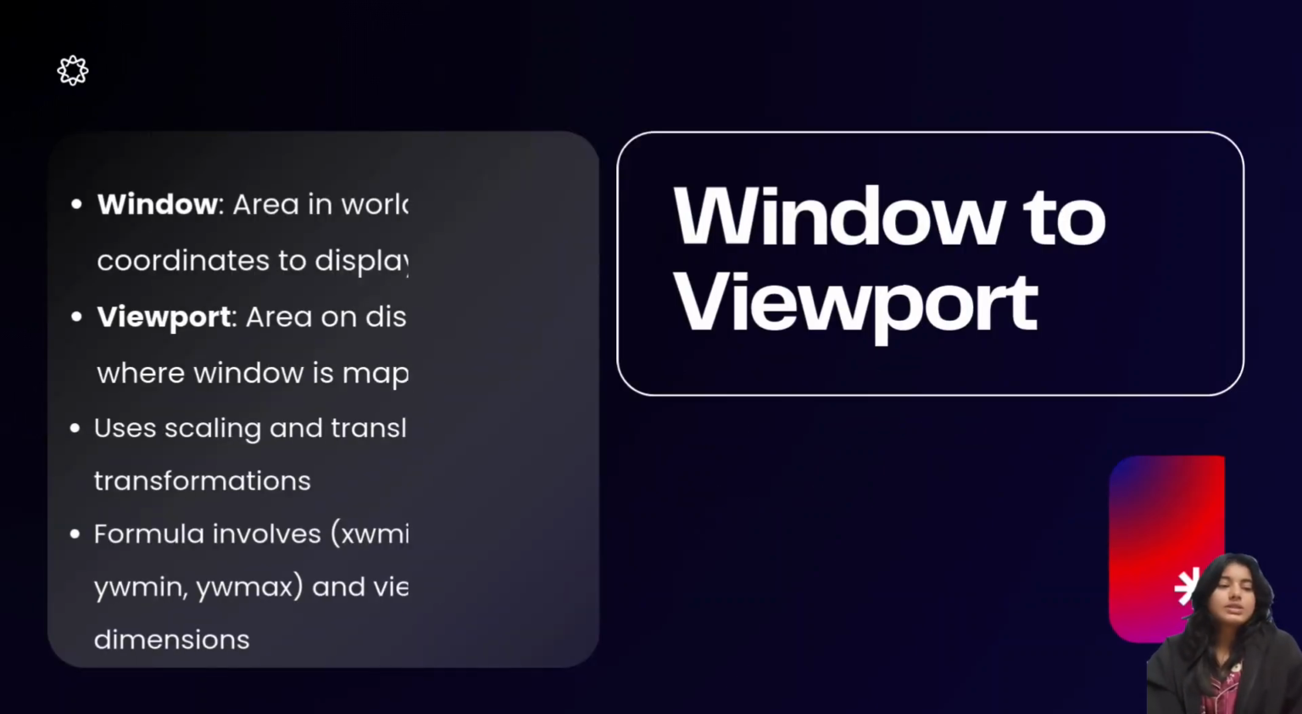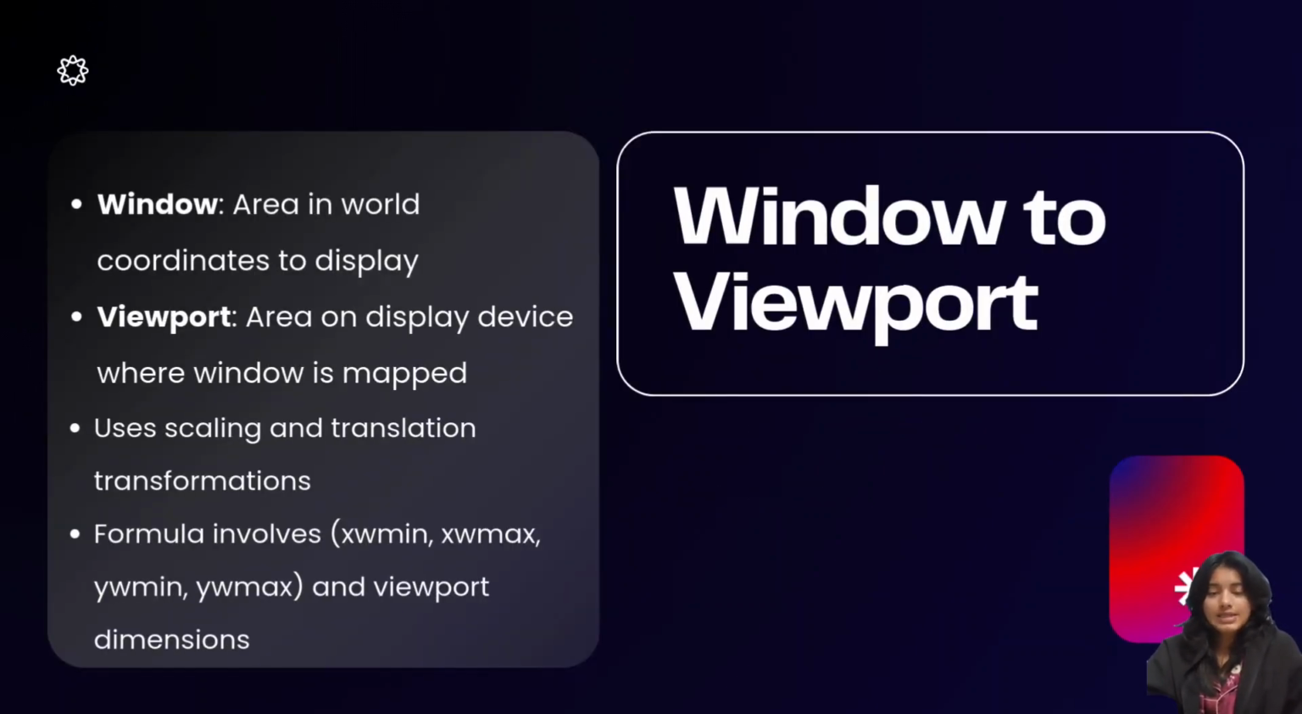Now, what is window to viewport? Window is basically our laptop. Window is an area in world coordinates to display. Viewport is an area on display device where window is mapped. So using scaling and translation process in it, formula involves xw max, xw min, yw max, yw min, and viewport dimensions.